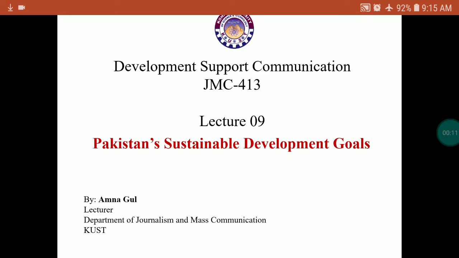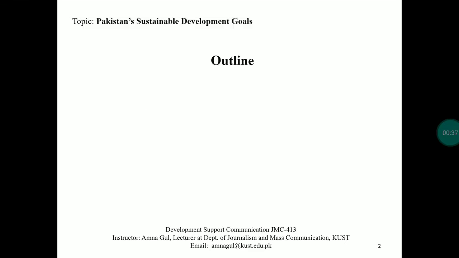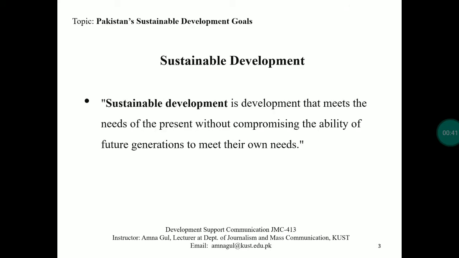We're back with the course Development Support Communication, bearing the code GMC 413. It's our 9th lecture, and the topic today is Pakistan's Sustainable Development Goals. We'll be starting off with an understanding of sustainable development. Here I would like to share something with you. Then we'll discuss sustainable development goals, and then we'll move forward to Pakistan's sustainable development goals. So starting off with sustainable development.